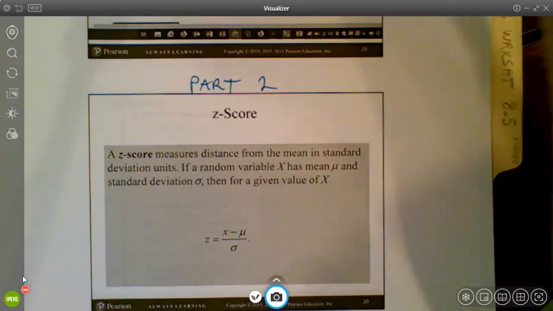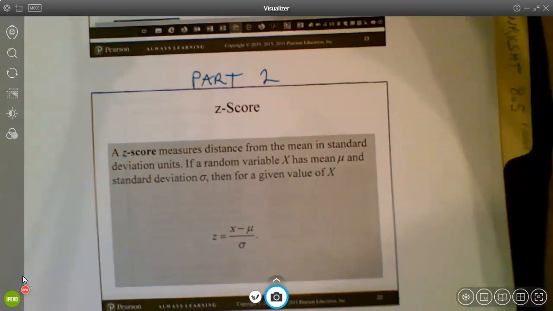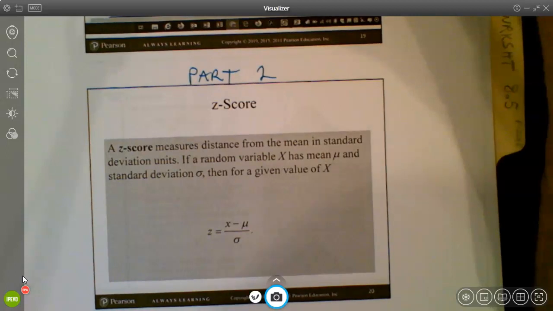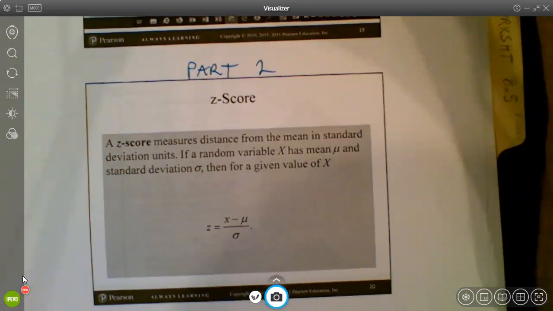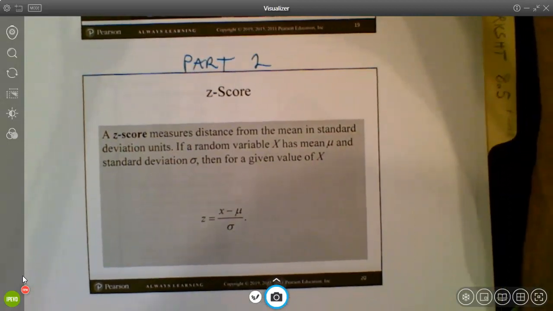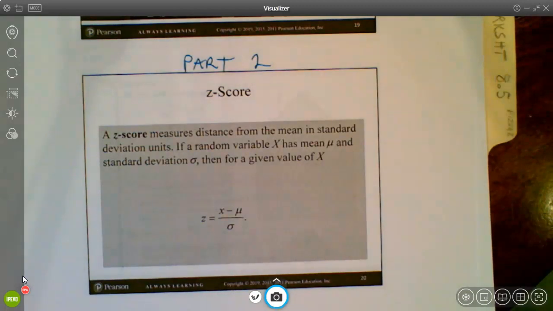All right, guys, for the final lesson of the chapter here, we're looking at part 2 of 10.4. We're going to focus on z-scores and normal distribution. So a z-score will tell you how many standard deviations away from the mean a certain point is.